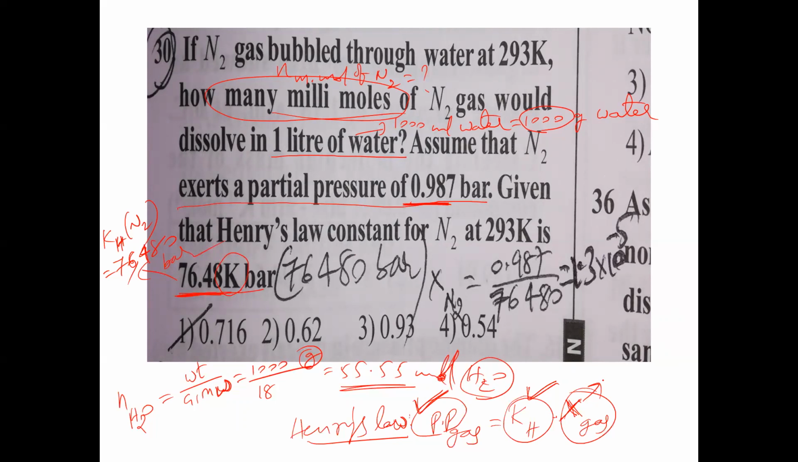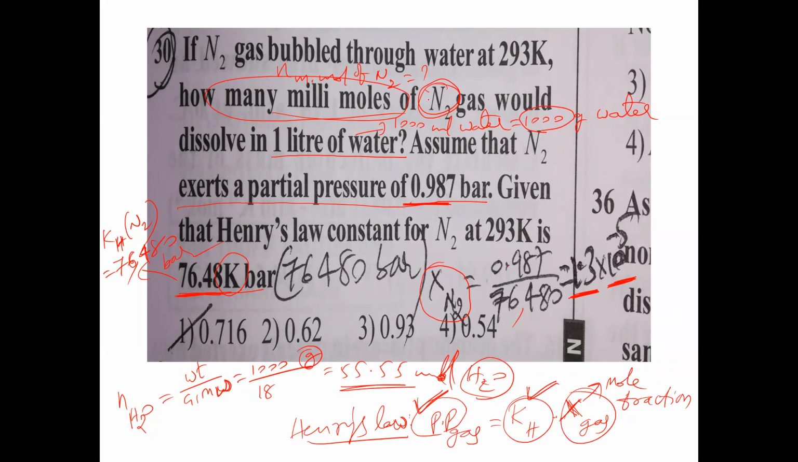Mole fraction of the gas we can calculate. X means mole fraction here. Mole fraction of N2 gas we can calculate first. See here, mole fraction of N2 is equal to 0.987 by 76,480 bar, which is approximately 1.3 into 10 power minus 5. What is this now? X of N2, the mole fraction of N2. They asked for the number of moles of N2, millimoles. So we need the number of moles of nitrogen in water.